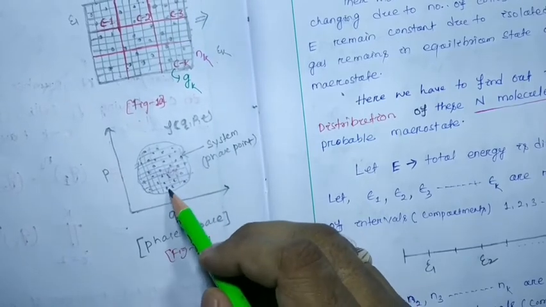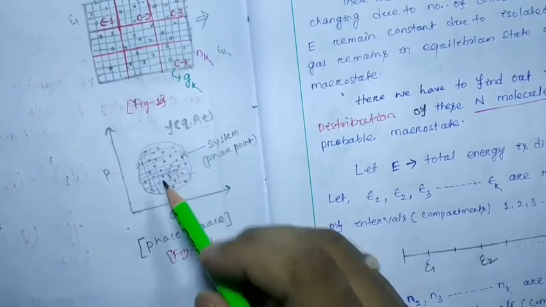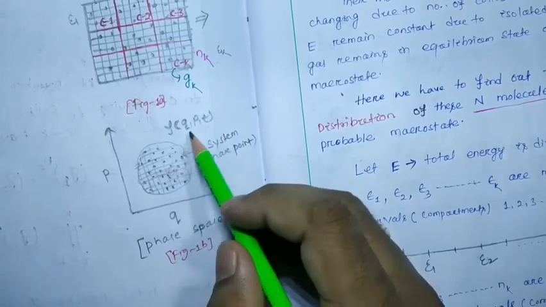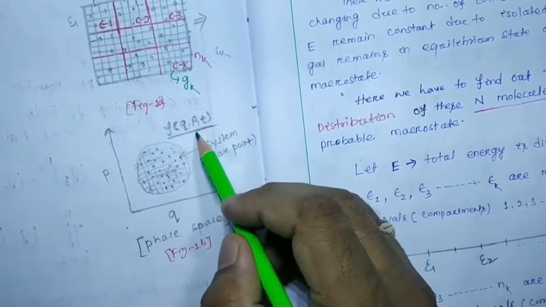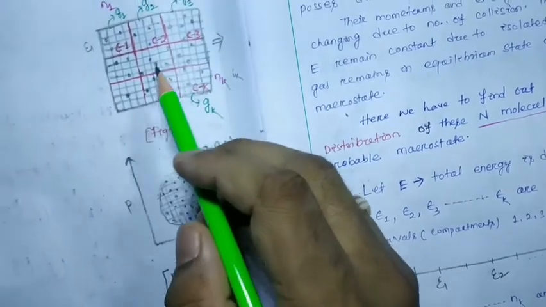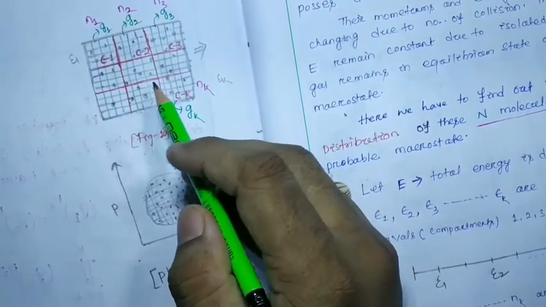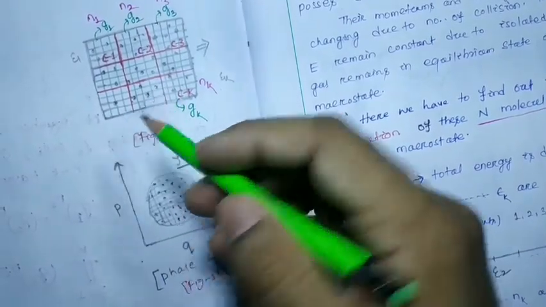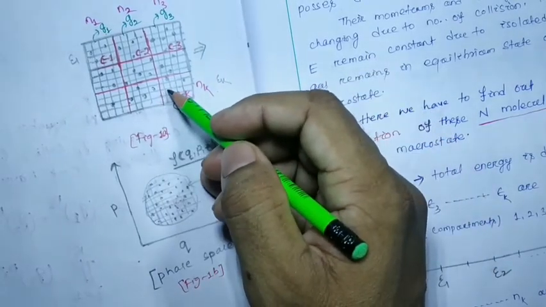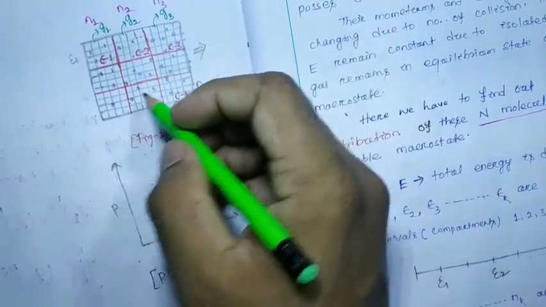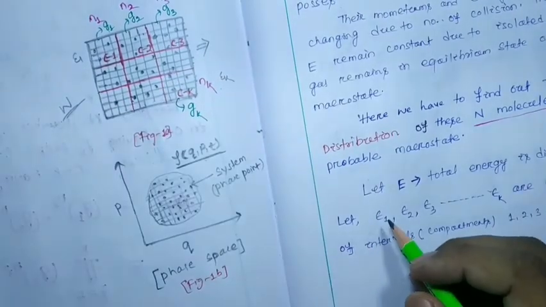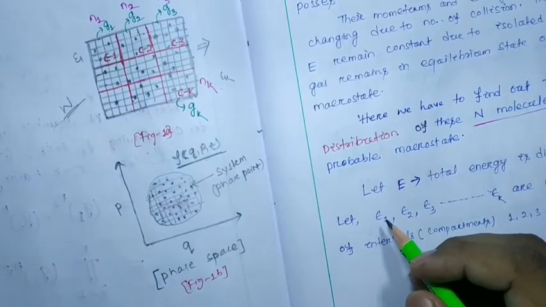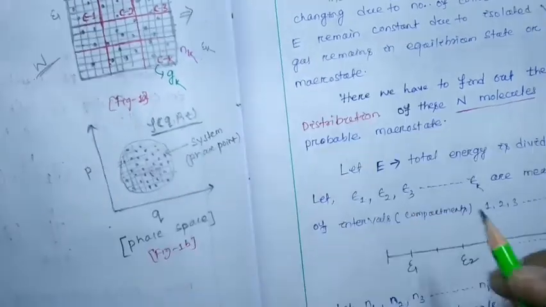That means in the case of phase space, the density of distribution of the points is important, but in our traditional, natural way of representation, the W, the number of microstates or thermodynamic probability, is important.